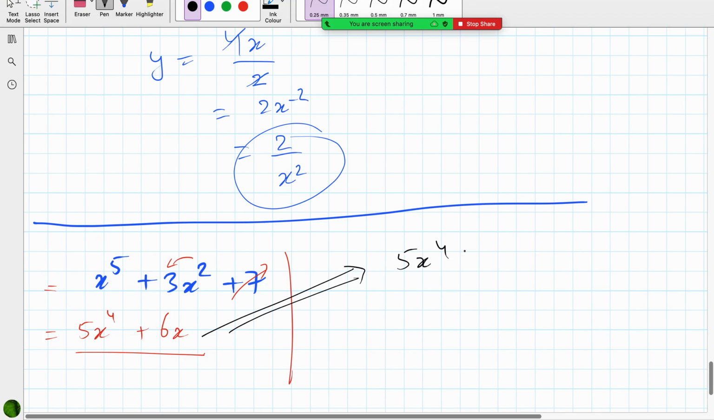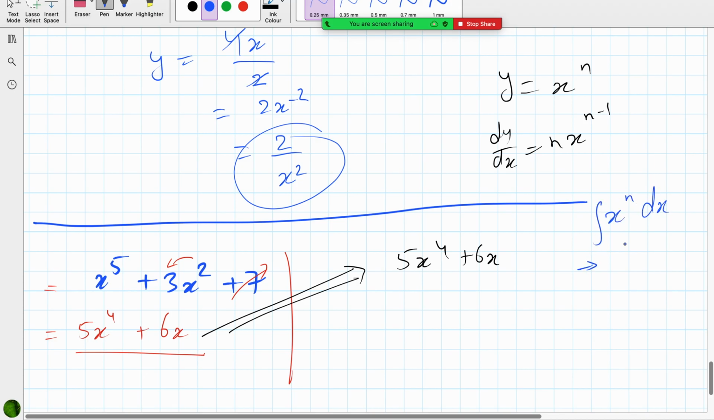So 5x^4 plus 6x. Differentiation was dy by dx. You bring the power down and subtract 1 from the power. Integration is the reverse of that. What happens in integration? When you integrate, you add 1 to the power and divide with the new power. First it was multiply and subtract. Now it is add and divide.